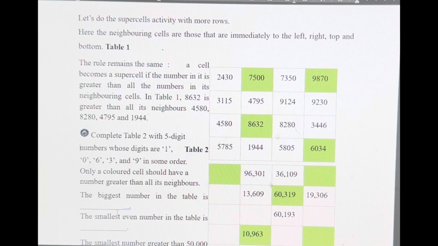Till now we have done the supercell activity with one row, right? Now here there is a table, there are two tables rather, table 1 and table 2. The rule remains the same. A cell becomes a supercell if the number in it is greater than all the numbers in its neighboring cells, right? Neighboring cells means all the cells around it. Like 8632, if you see, it is greater than 4795, 4580, 8280 and 1944, right? It is greater than all these four numbers, so then only it's a supercell. That's the rule.